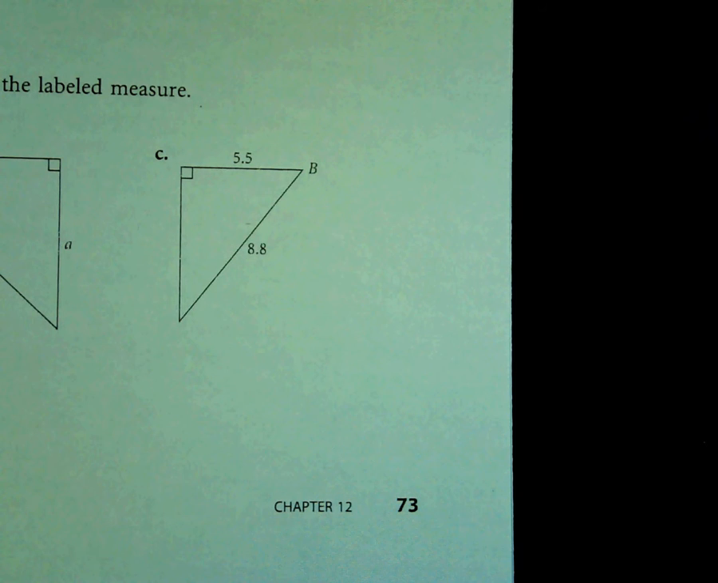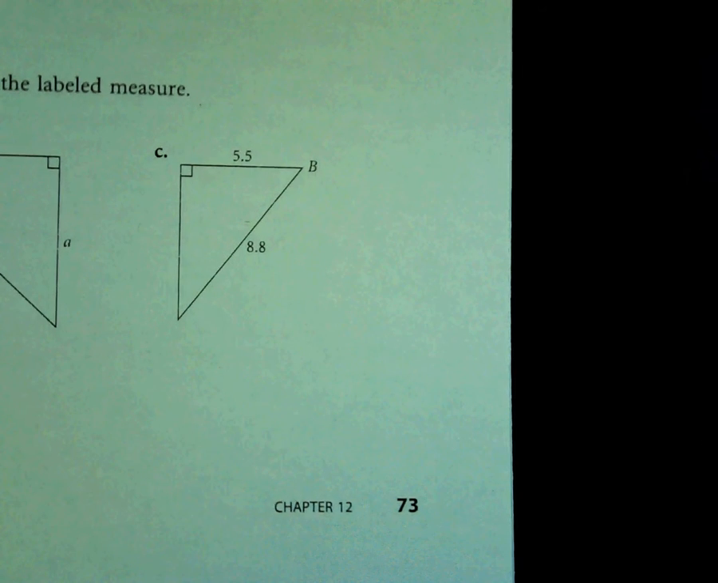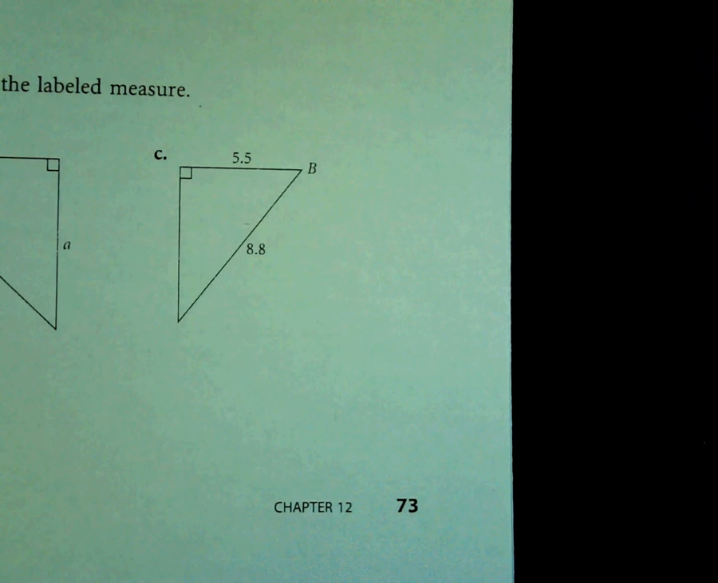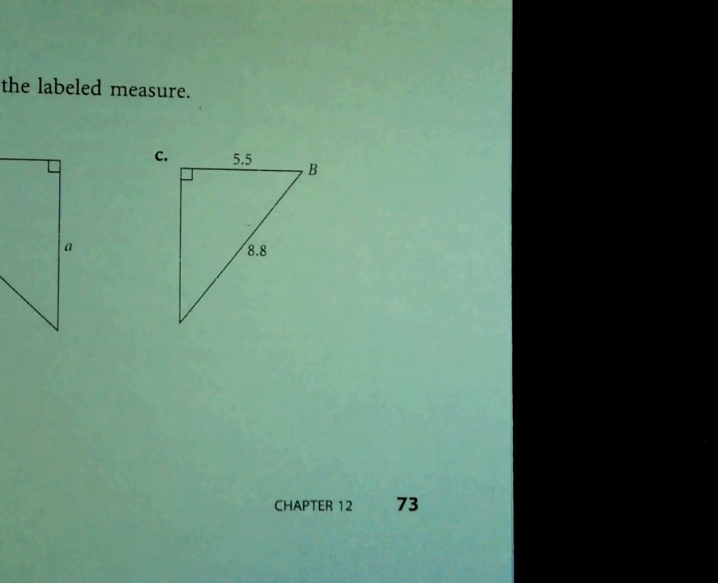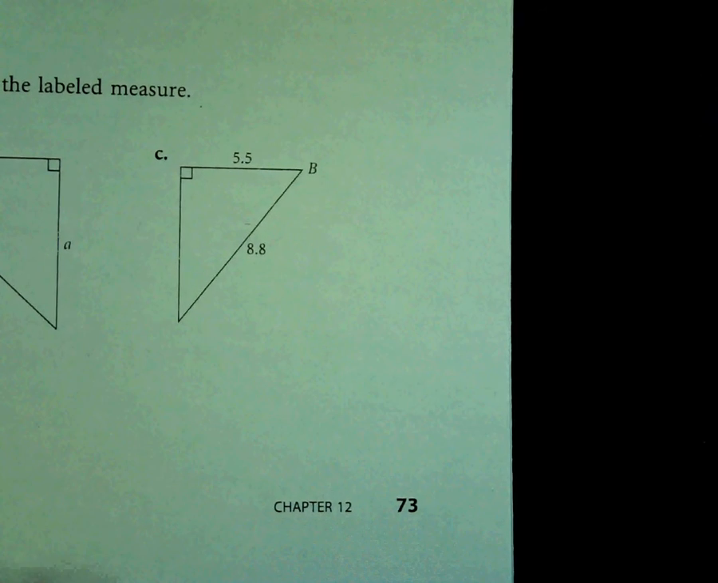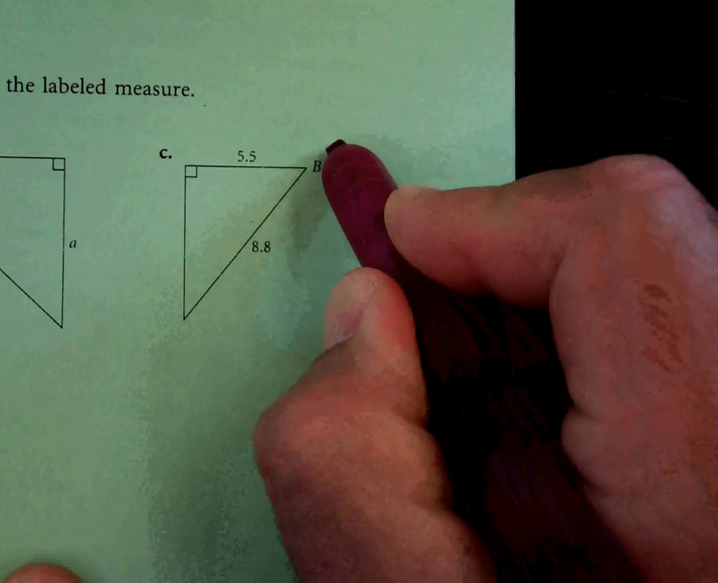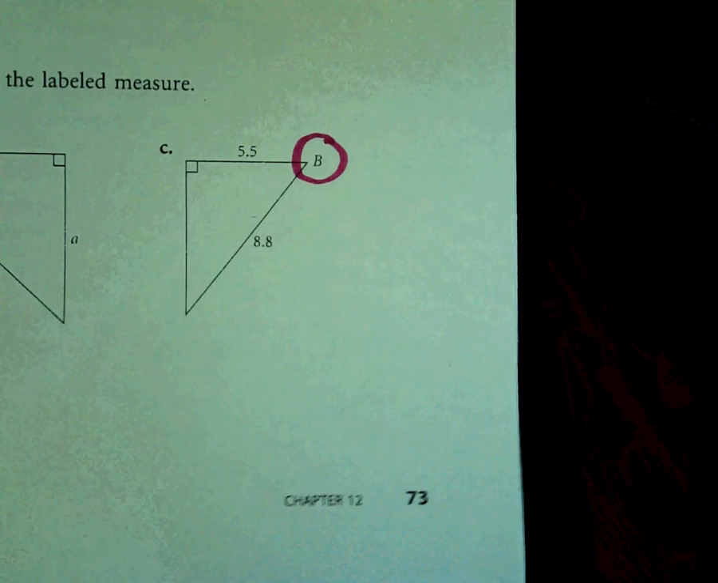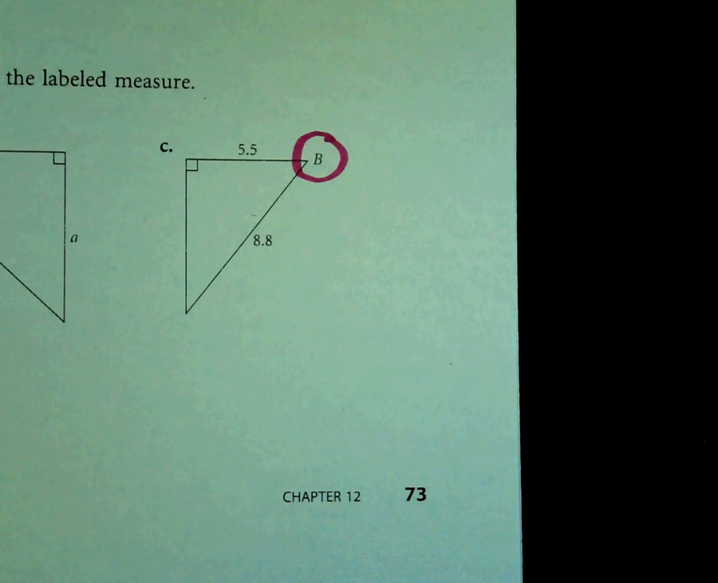So 3C, what you want to do first is figure out what they're asking you for. It says for each triangle, write an equation to calculate the labeled measure, then solve the equation. So the labeled measure that they don't have is B. All right, so first of all, the question is asking us for angle B.